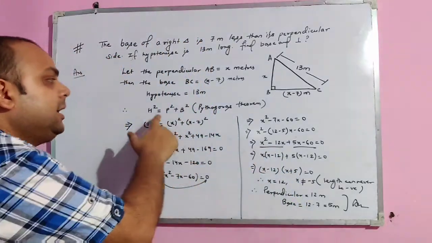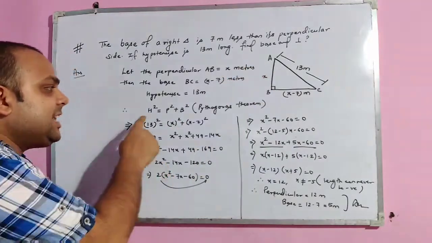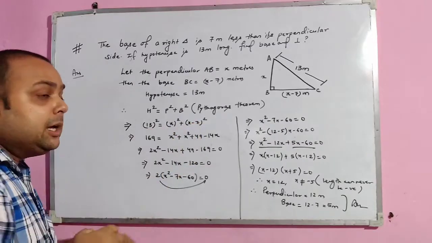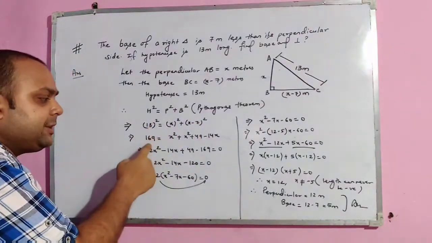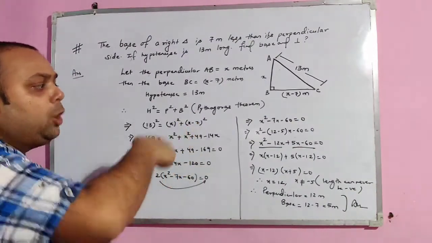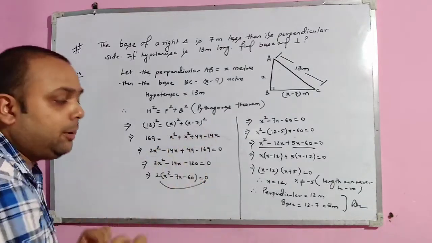So applying it, x square equal to p square plus b square, putting the value, that is h is 13, p is x, b is x minus 7, then opening with the formula, that is 13 square is 169, this is x square, this is a minus b whole square. So the formula is a square plus b square minus 2ab.